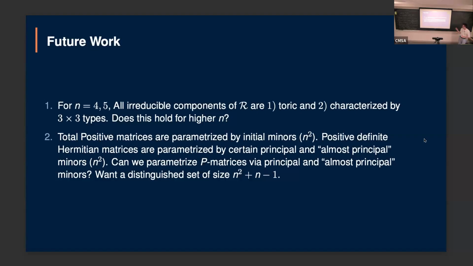Yeah, I would hope to find a bijective parameterization, I guess, which principal and almost principal minors do I precisely need, and what relations do I impose on them in addition to the hexahedral relation that is known to hold on them. Yeah.